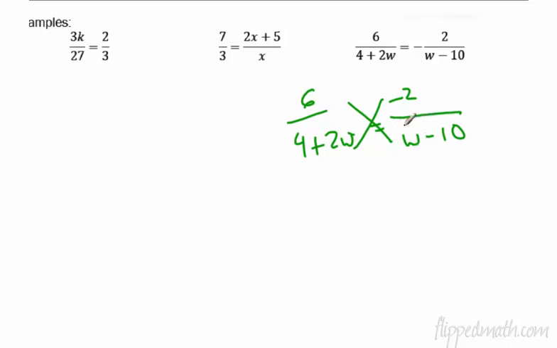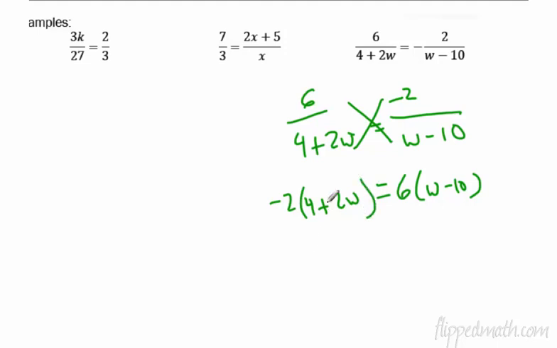Because this is, look, that's called a binomial, you're going to learn that, but because there's two different terms there, you have to multiply the 6 times the whole thing. Use parentheses. That's the short version of that. Alright, that is going to be equal to negative 2 times this whole quantity. So negative 2 times 4 plus 2w.